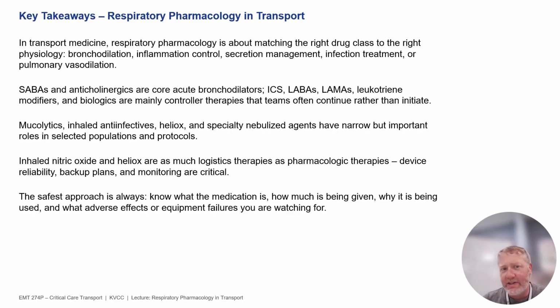Mucolytics, inhaled anti-infectives, Heliox, INO, those all have important roles in selected patients, but they come with device dependencies and adverse effects that require a lot of preparation. But the single most important takeaway is that drug knowledge itself is only half the battle. Understanding the delivery systems, the different types of nebulizers, patient monitoring, recognizing adverse effects, and having contingency plans are what keep your patients safe during transport. Know what you're giving, know how much and why, and know what to do when something goes wrong.